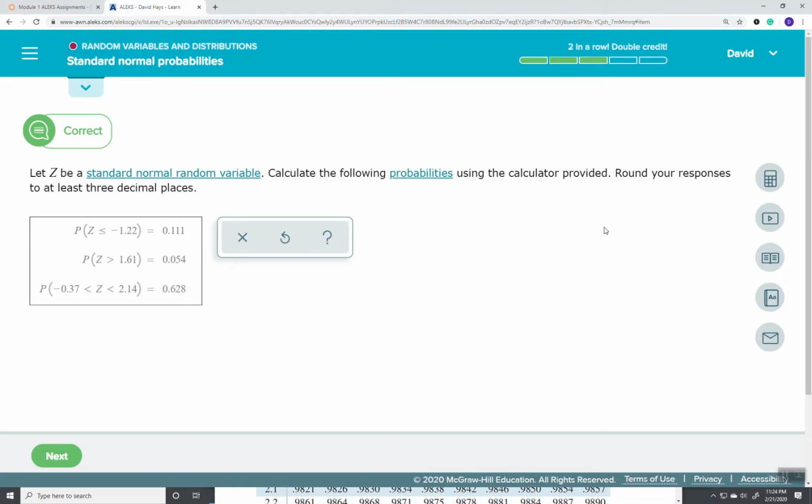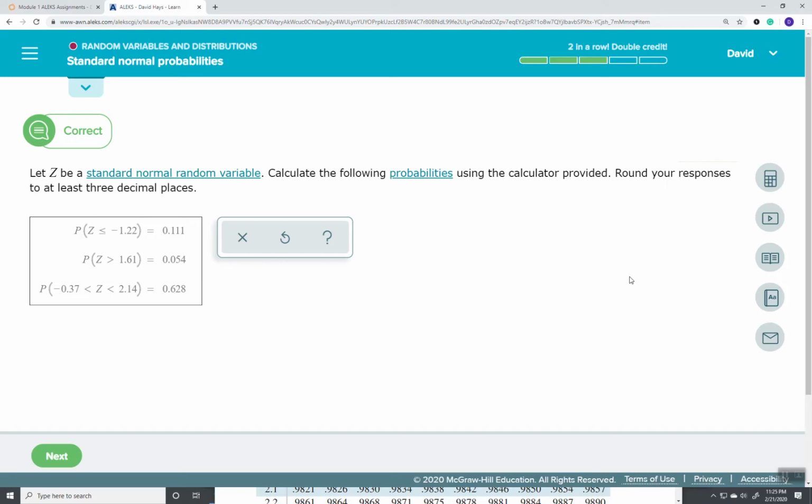One thing I will mention is at least the test I looked at did not have the use of the calculator. So I would not rely on this completely. I'd know how to use it to do these problems using a different technology like Google Sheets or how to do it using the tables. You can check with your individual instructor to see if that particular test allows you to use a calculator, because that could always change. But that's how you use ALEKS calculator to do those standard normal problems.